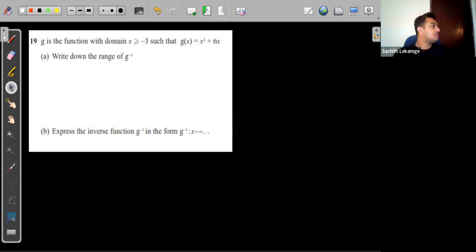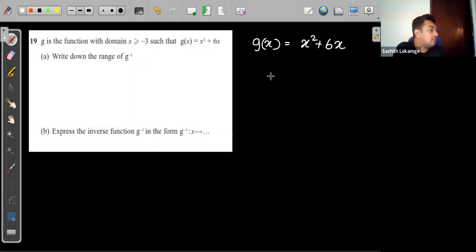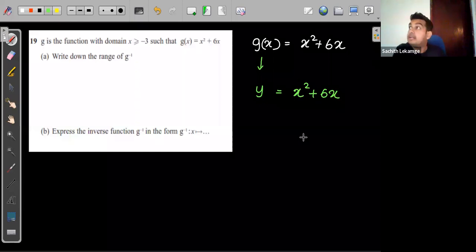Okay, finish. I'm going to do it. What is the first thing? They want you to find the range of g inverse. So before we find the range of g inverse, I'll first find what g inverse is. What is the process? I write the equation g(x) equals x squared plus 6x. What I taught you: convert g(x) into y. So y equals x squared plus 6x. Now we have a quadratic, so use completing the square.